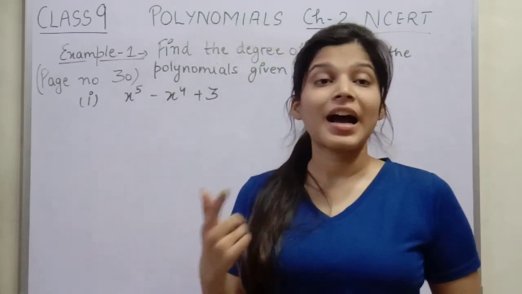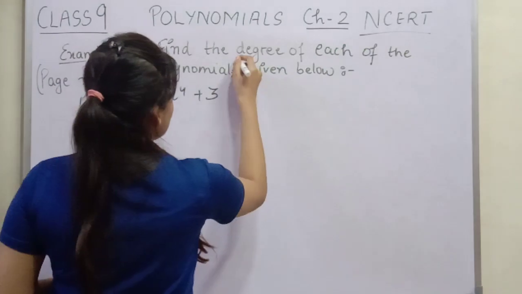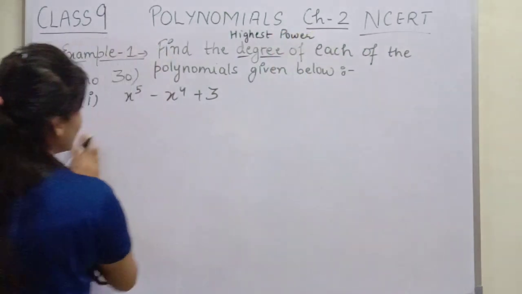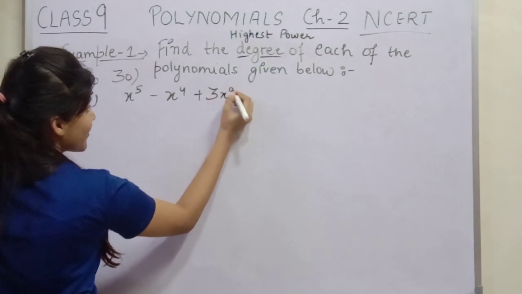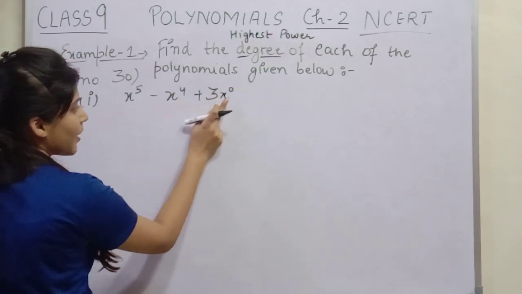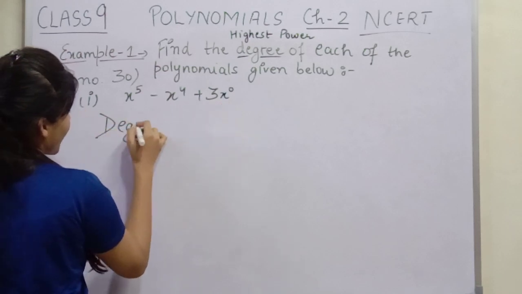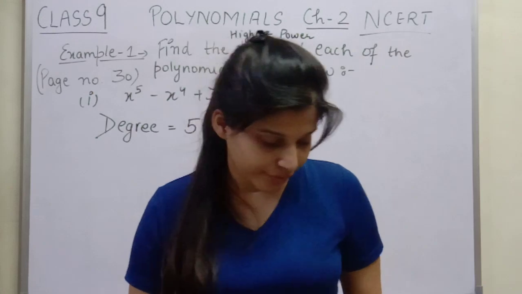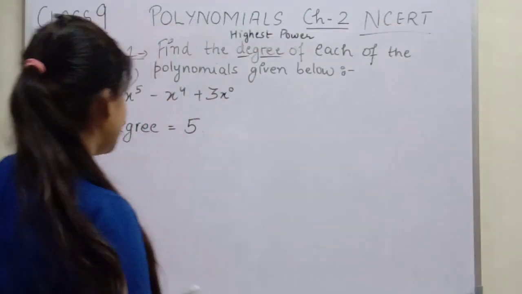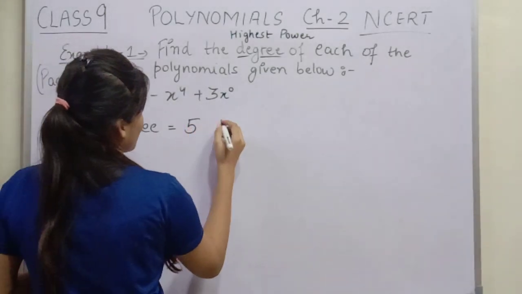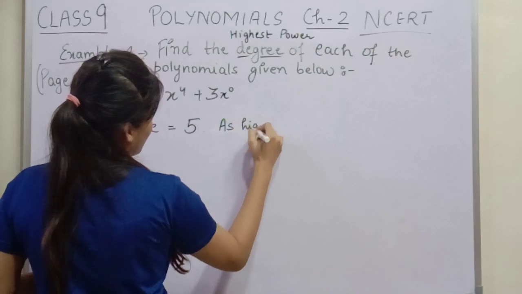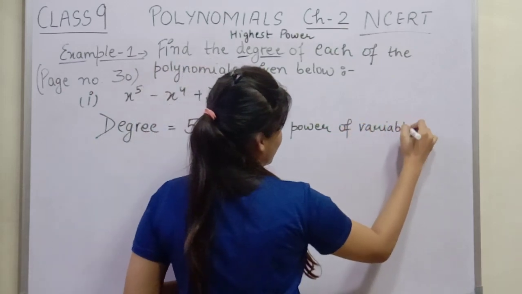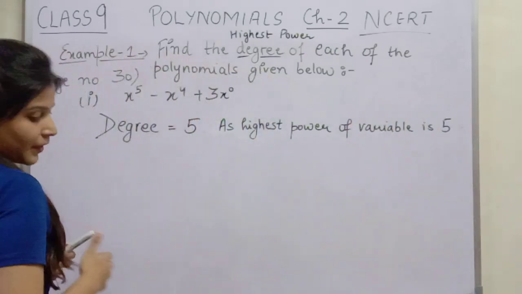Now degree means what? Highest power of variable. Okay, so degree means highest power. Right, now if we check the highest power of the variable, here we have x raised to the power 5, x raised to the power 4, x raised to the power 0. So from this we find that degree is 5 because the highest power of the variable x is 5. Okay, coming to second part.